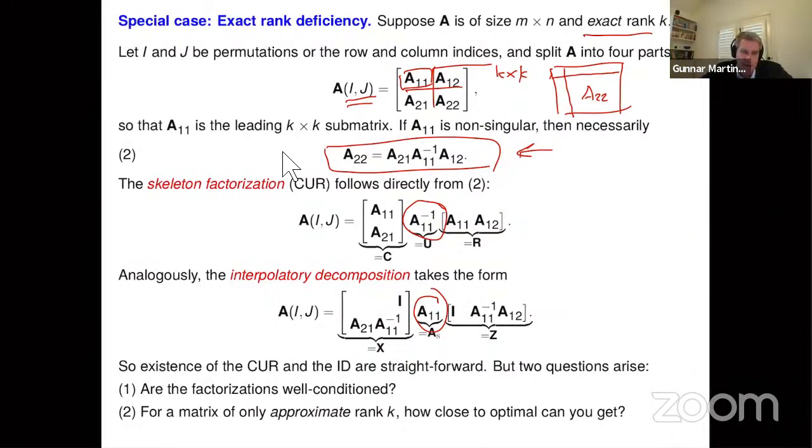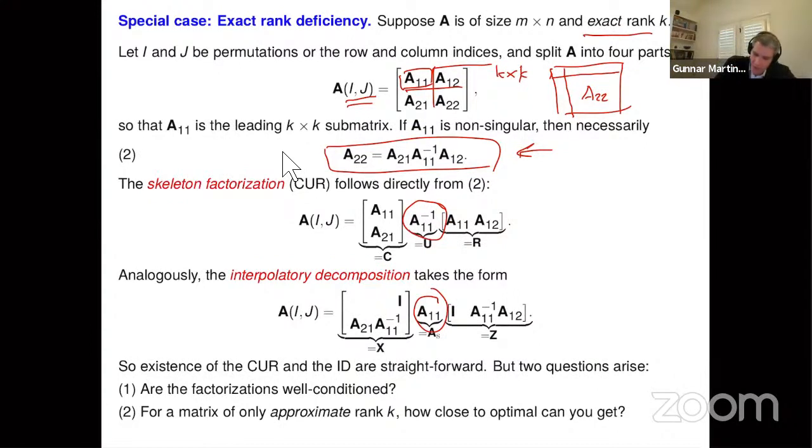But there are two questions that are perhaps slightly deeper. One is, are these factorizations well conditioned? Can you find a set of K columns that form a good basis in some sense, or is this going to be a terrible basis? The fact that they do form a basis is clear: if you have a matrix of rank K, then by the definition there must exist K columns that form a basis for the column space. But are they a well-conditioned basis? That is a slightly more interesting question.